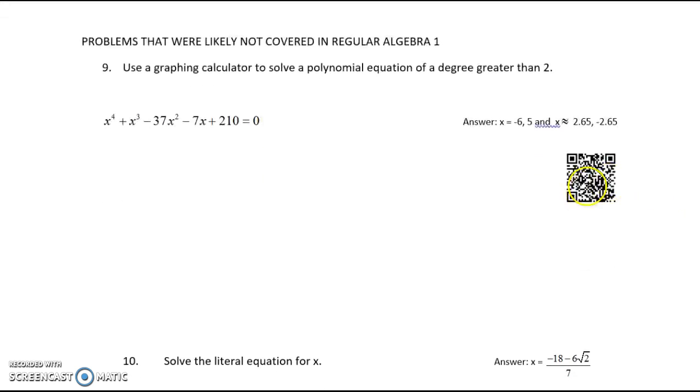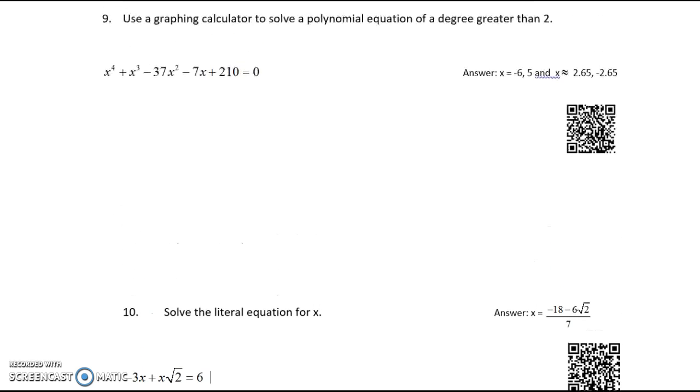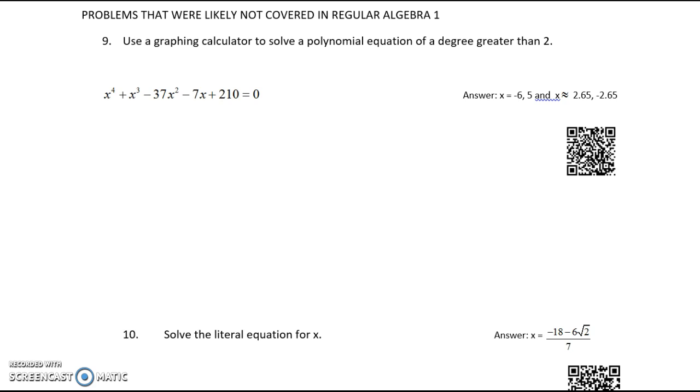For numbers 9 and 10, I have these QR codes which you can scan and get a more in-depth explanation on how to do these problems, since these are likely ones you haven't seen before in Algebra 1. However, they are good skills to have for certain geometry problems that we'll be looking at.